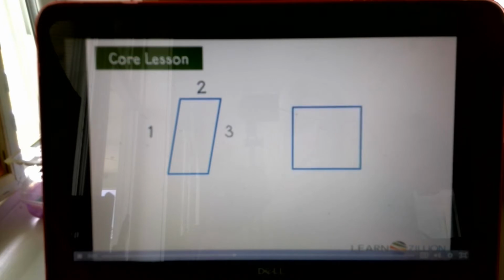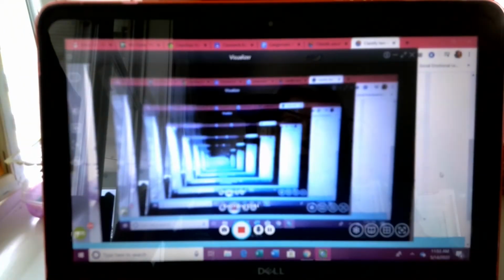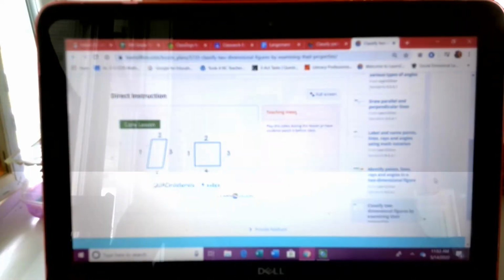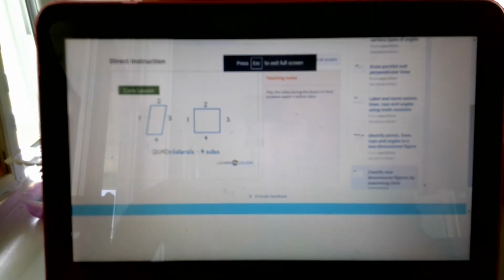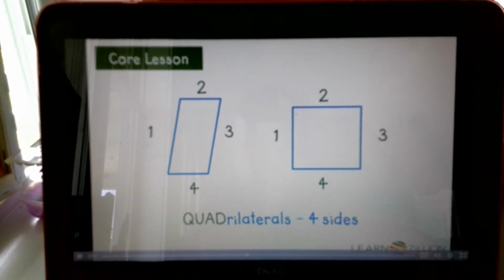These two four-sided shapes are quadrilaterals, and the prefix in this word is quad. I don't know if any of you have a four-wheeler or anything like that. Some people actually call it a quad. So if you do have one, quad is the prefix for 4. So quadrilaterals are four-sided figures.